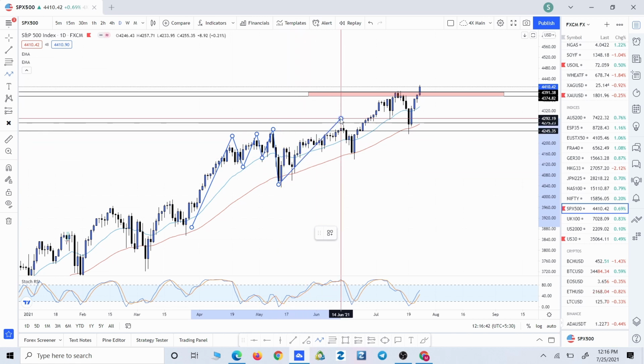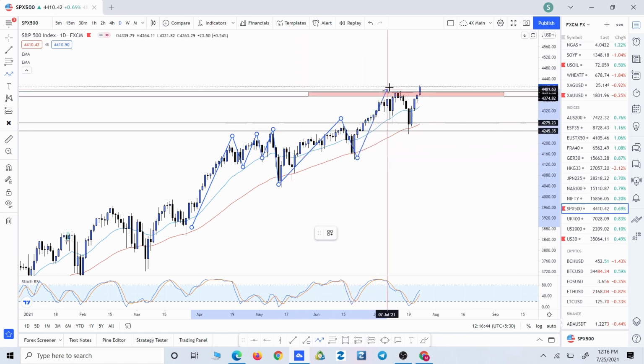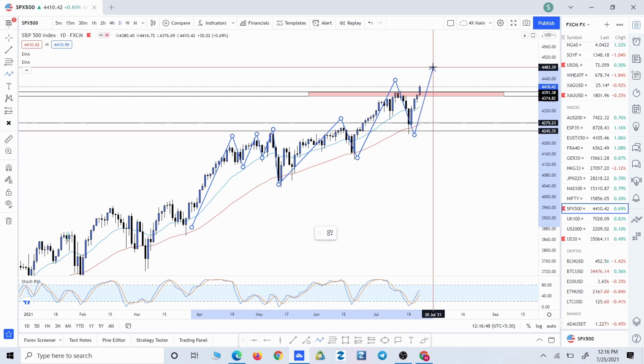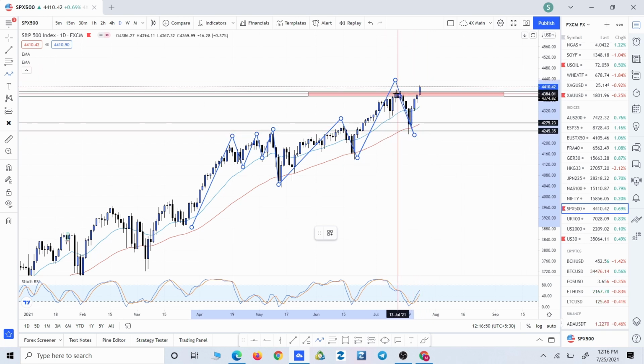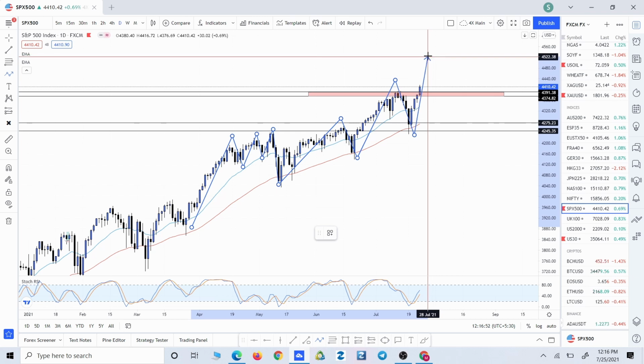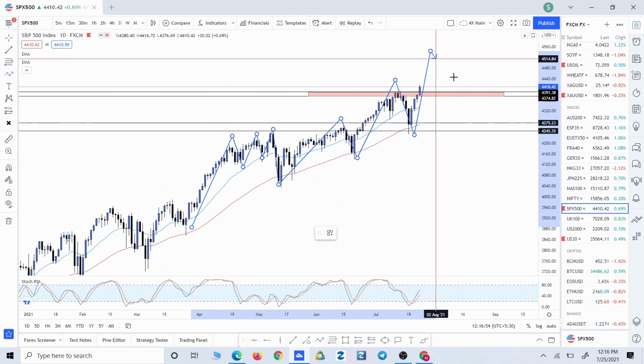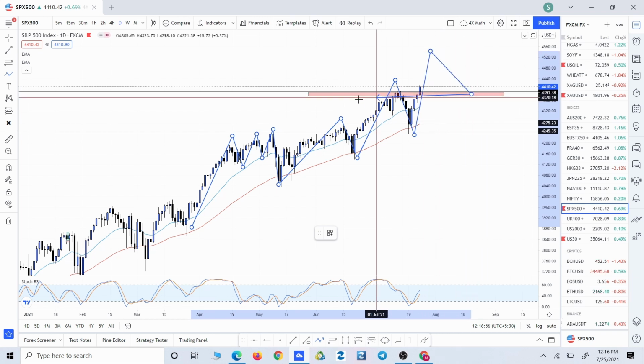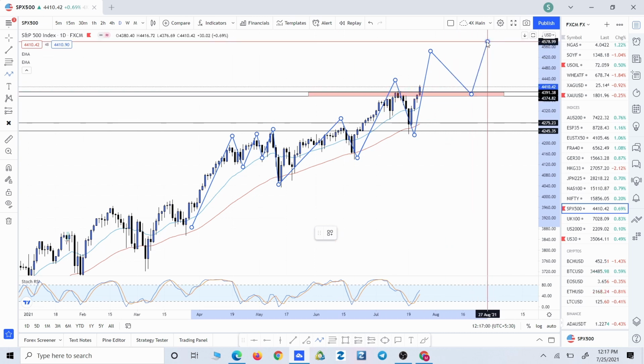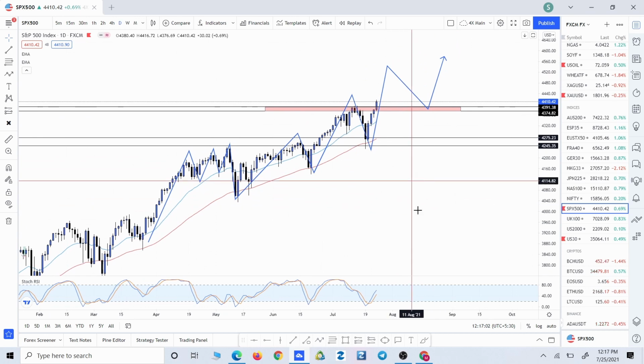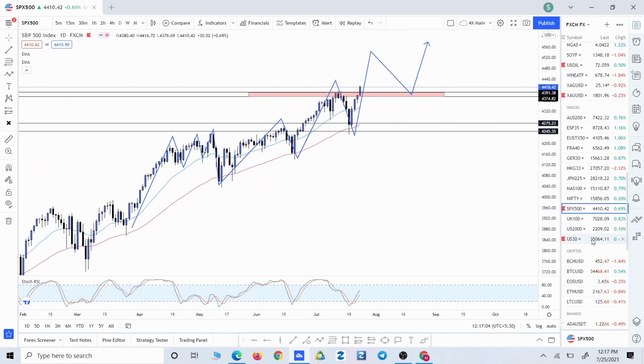Then we have the higher high, okay, higher low, higher high, higher low, and now the price already broke above the previous high, so we're supposed to make a higher high, and then we'll be waiting for the price to retrace back to this recent broken zone in order to look for a long opportunity. So that's on the SPX 500.